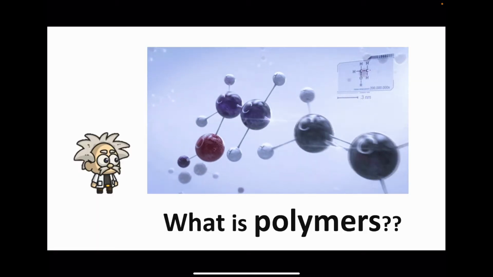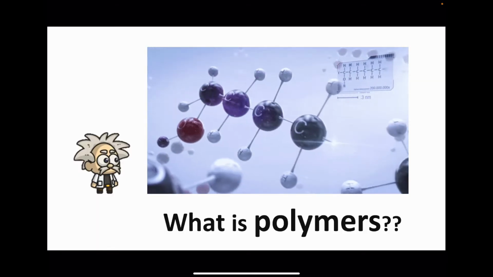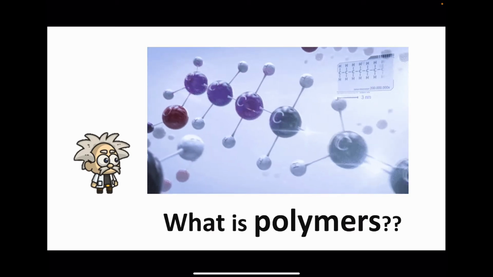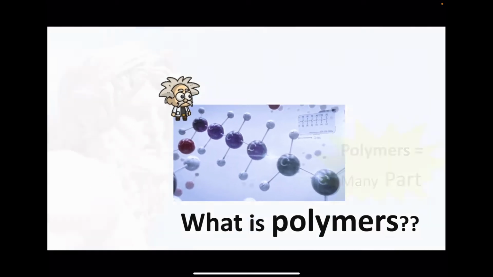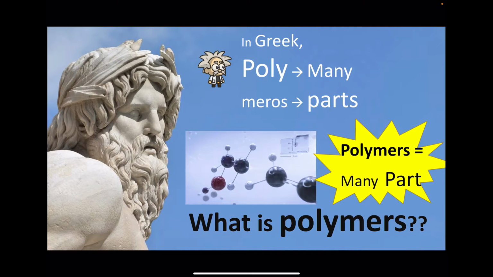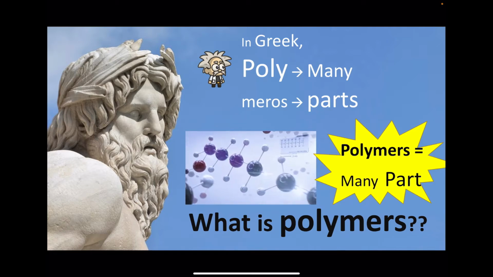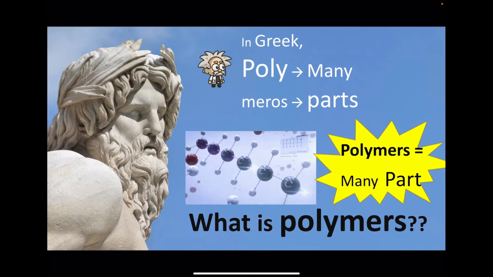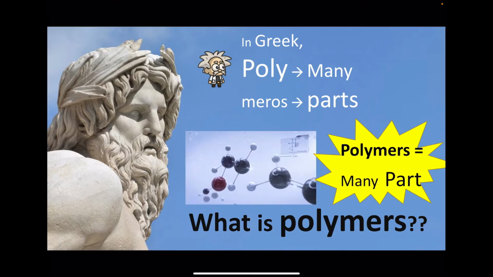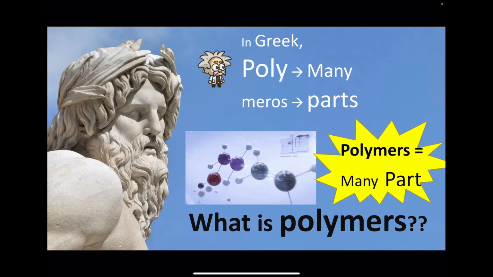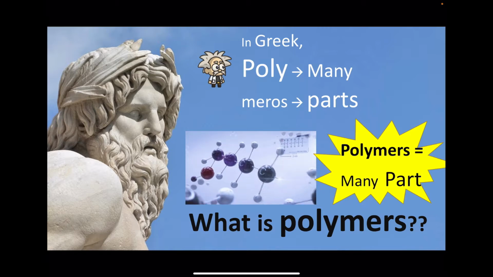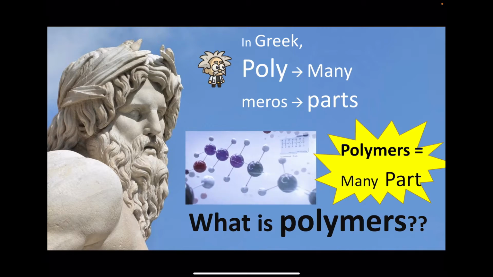Before I further explain about the polymers, we should know about the definition of polymers. In Greek, polymers can be divided into two parts. First, poly means many and meros means part. If we combine these two, it comes to polymers, defined as many parts.